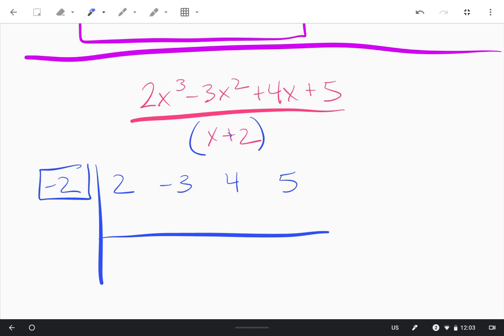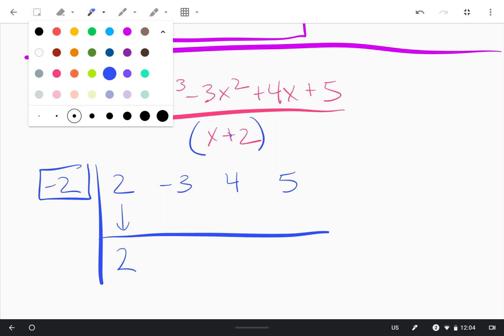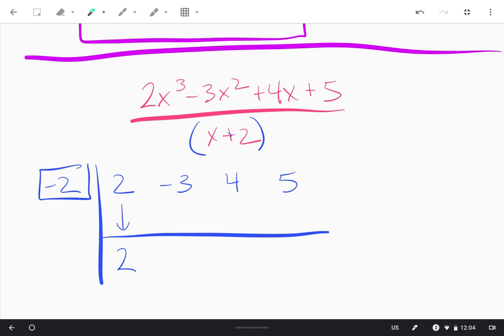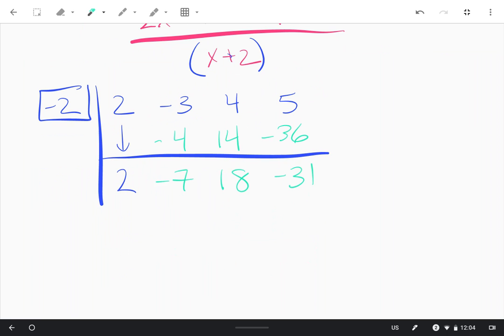Now, starting the process, you bring down the 2, and then we multiply and add on the next column. So -2 times 2 is -4. That makes -7. -2 times -7 is 14. Negative times negative is positive 14. That makes 18. -2 times 18 is -36. You can see this one's getting a little bit out of control, so this will have a remainder. This last term is the remainder.